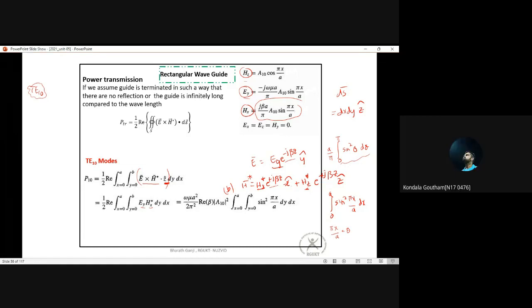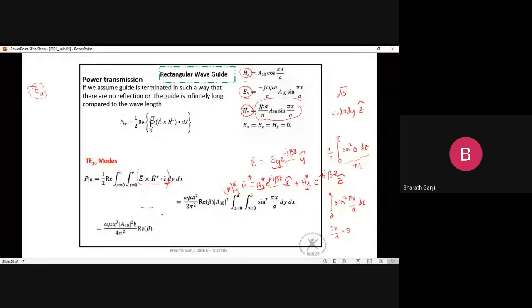A by 2. Right. So you get a pi by 2 here, and from there you get a by 2. So you get ab by 2 here. So here a comes, ab by 2 comes. So you can see that if I multiply a here, you get omega mu a cube part of beta into b divided by 2 into 2, you get a 4 pi square. So this is the answer, and this is the power that is carried by T10 mode.